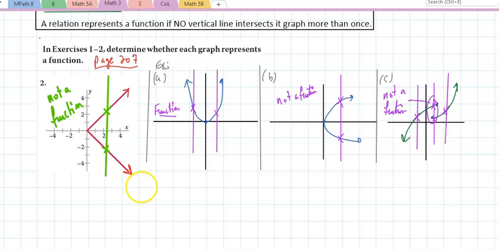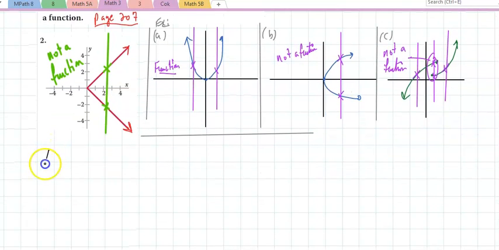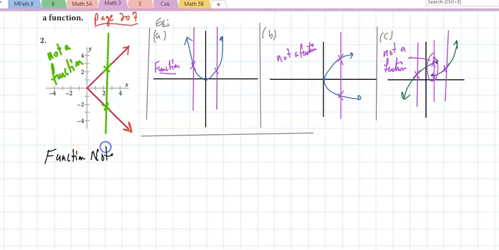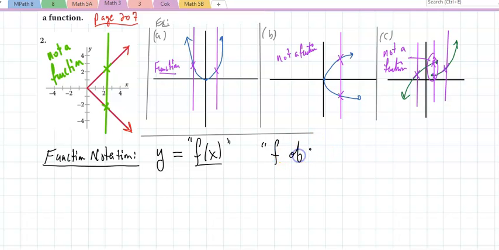Now, if you do have a function, if you are given a function, we have what's known as function notation. Whoever's giving you the relation is telling you it's a function. You take your general y and you replace it by f of x. This right here reads f of x, not f times x, and this indicates that this y is a function.